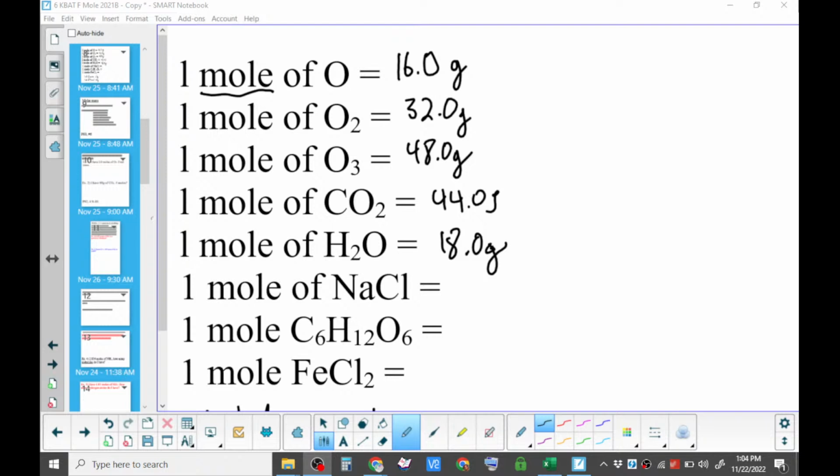Jillian, NaCl, 58.5 grams. I think that's correct. At this point, I stopped being able to do it in my head, and I realized I should probably have the answers out here in front of me somewhere just to double check. But I think you're correct.